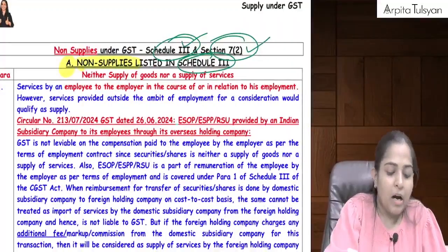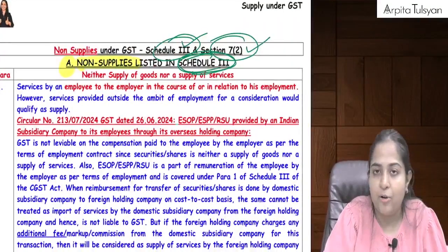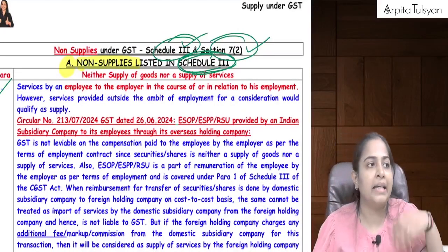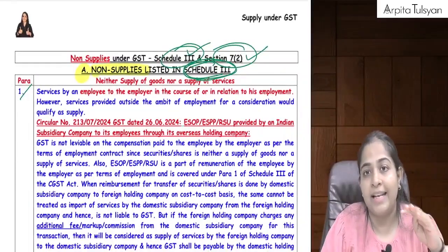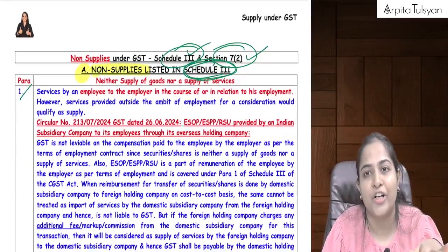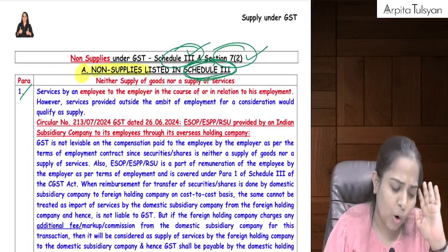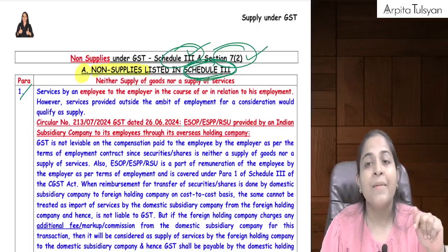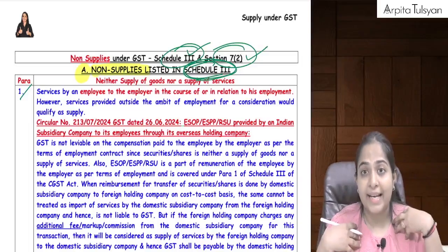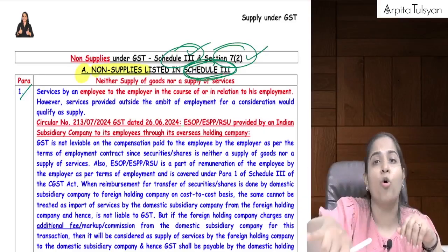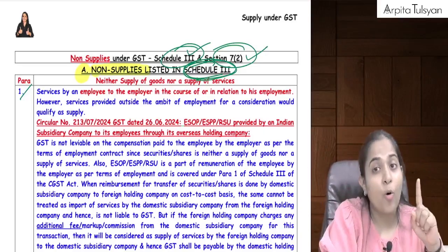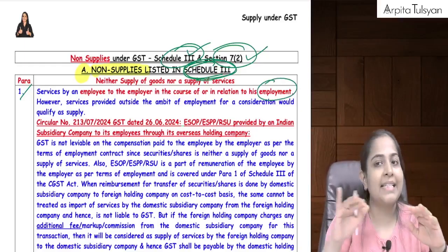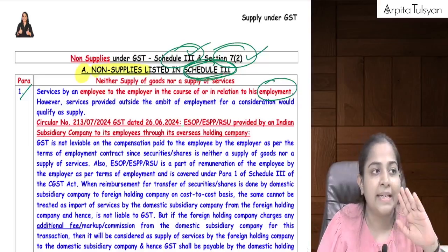Now, along with that, we have to read schedule number 3. Now see, in the paras of schedule number 3, in total there are 10 paras, and let's try to understand which transactions fall under schedule number 3 on which GST applicability is not there at all. So the first transaction is between employer and employee. This we have already discussed today, that if there are any services provided by the employee to the employer in the course of or in relation to employment, only in relation to employment, if there is any transaction between employer and employee, then that is considered as a non-supply, and on that GST is not applicable.